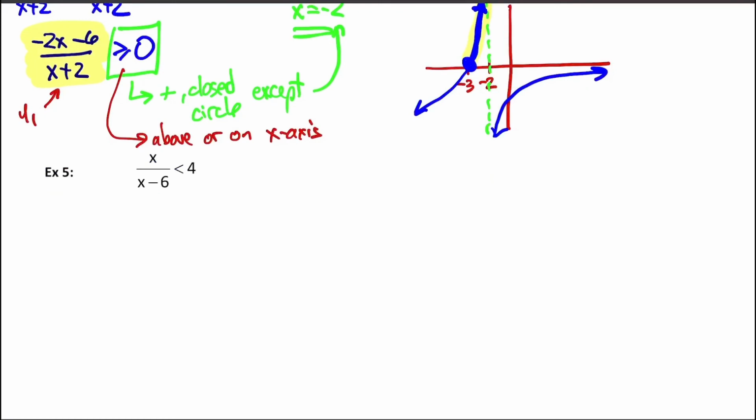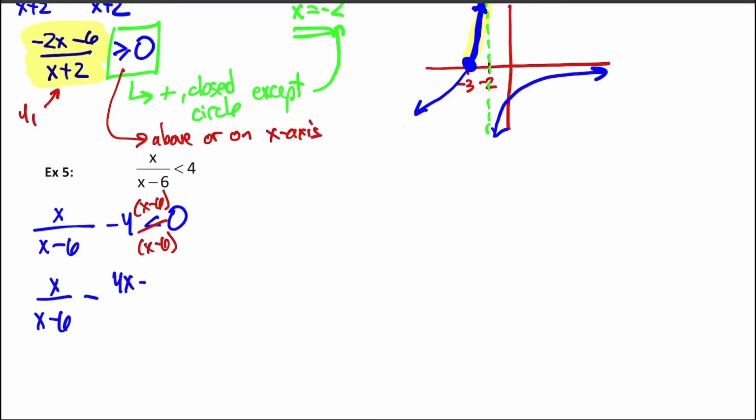Okay, our last one. Once again, subtract the 4 over. So I have x over x minus 6 minus 4 is less than 0. The common denominator is going to be x minus 6. So I need to multiply by x minus 6 over x minus 6. So that leaves me x over x minus 6 minus 4x minus 24 all over x minus 6 is less than 0. And again, here's that situation. We have a negative. We have to distribute it.